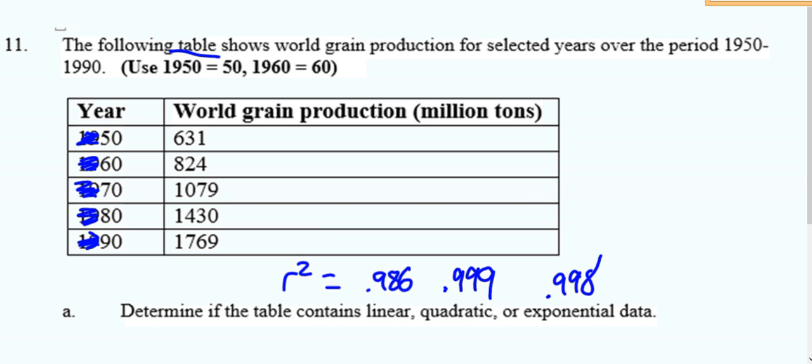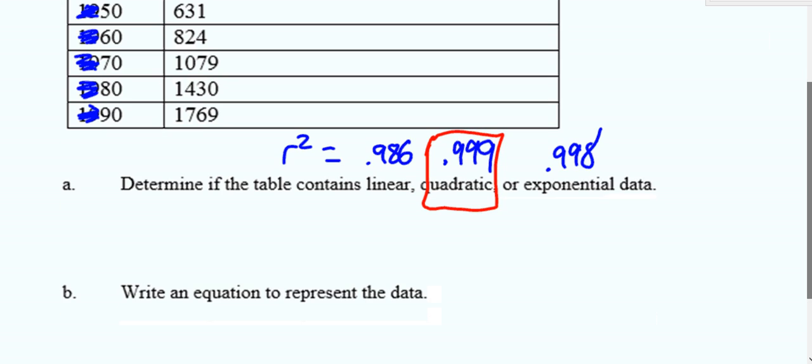So compare your r squareds, 0.986, 0.999, and 0.998. The closer to 1, the better. So quadratic is the best. So that's what it contains, quadratic data, because it's really, really close to 1.